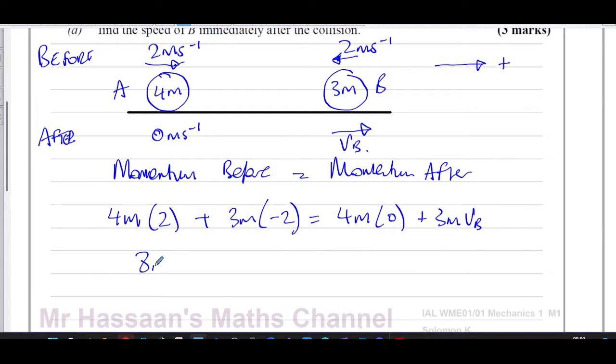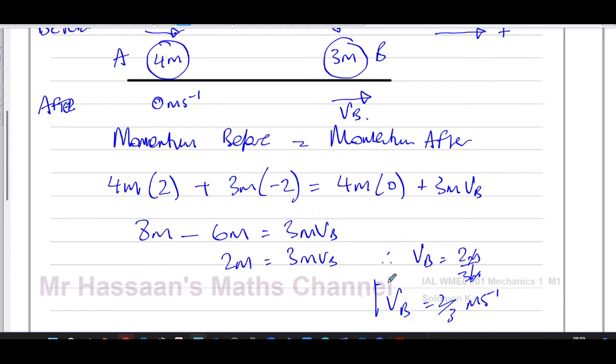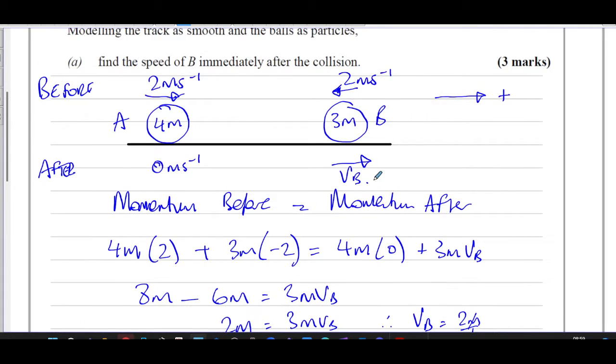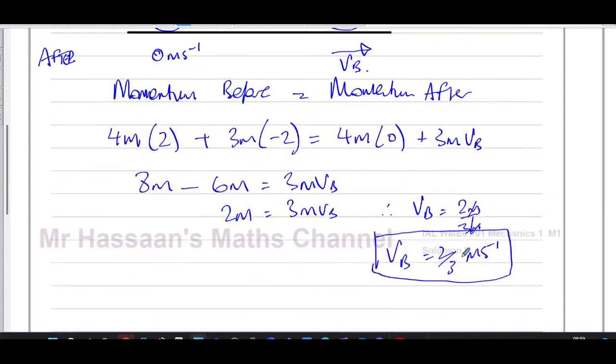So we end up with 8m minus 6m equals 3m times the velocity of B. So 2m equals 3m times vB. Therefore the velocity of B is going to be 2m over 3m, the m's cancel out, so the velocity of B is 2/3 meters per second, and there's our answer. Even if the question didn't tell us about the direction of B, we could have deduced it, since its direction has been reversed from this answer.